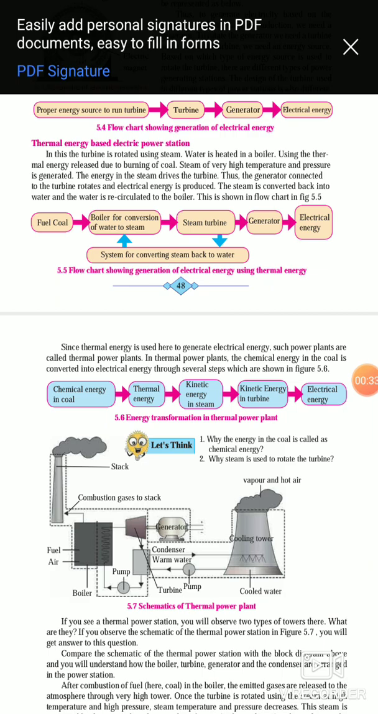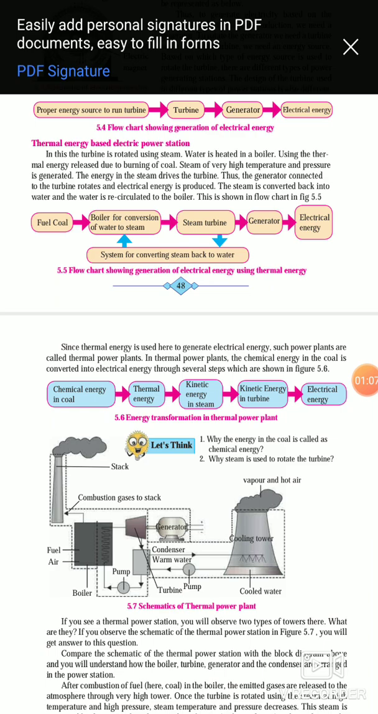That heated water is used in the boiler, which converts it into steam at very high temperature and pressure. This steam is used to rotate the turbine, and the turbine is used to rotate the generator which is connected to it. In this way, electric energy is produced in thermal power plants. A flow diagram is given, you can observe.